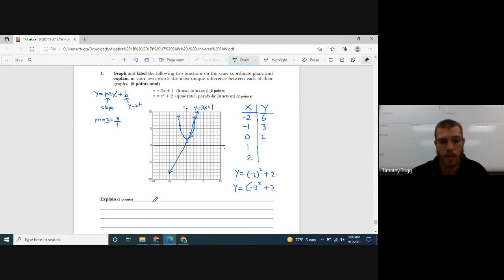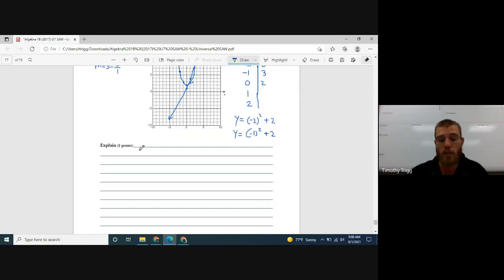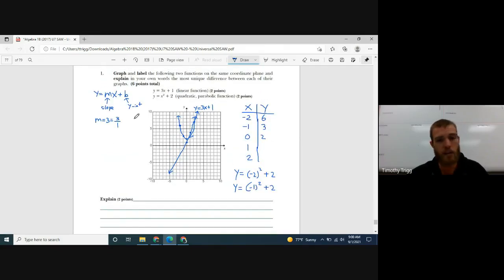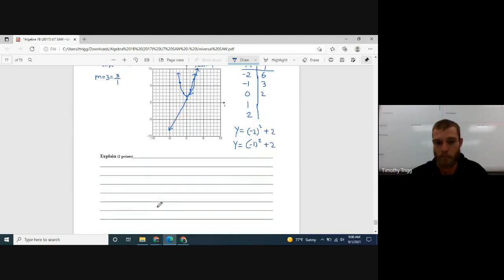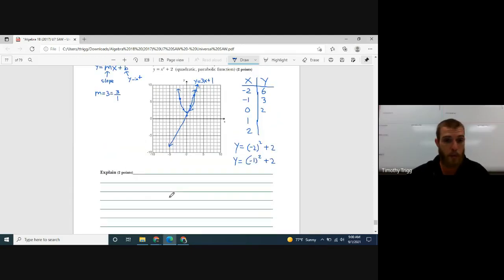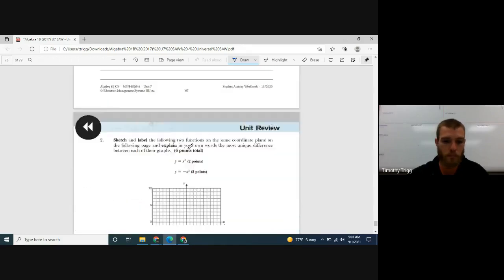Now, in this explanation here, we want to explain the most unique difference between each pair of graphs. So we want to explain the main difference between these two graphs. In this explanation, what I want you to basically say is that the first graph is a linear function, and the second graph is a quadratic. So the first graph produces a line, and the second graph produces a parabola. All right? So I just explained that there, and I want you to explain it here in your own words. If you need to, you could always pause the video or rewind and hear that explanation again. Let's move on.